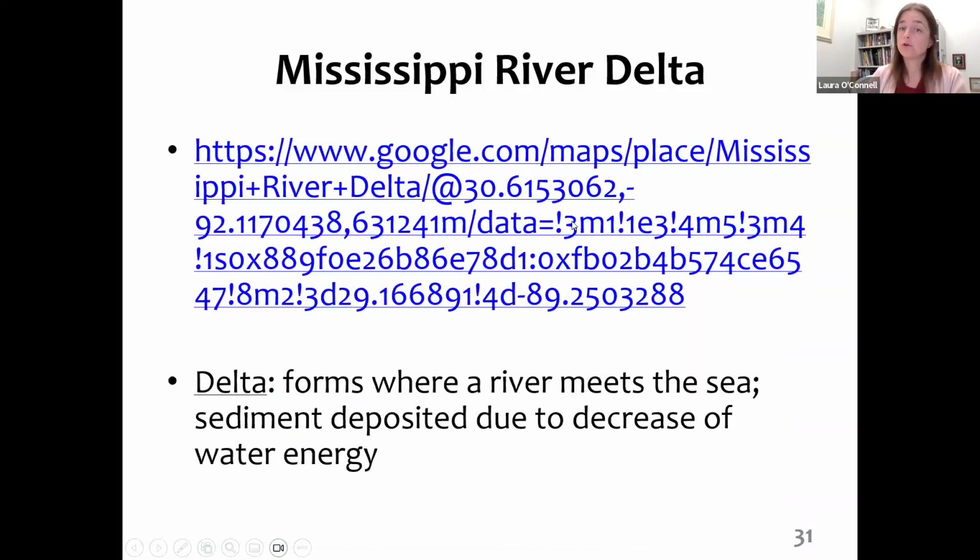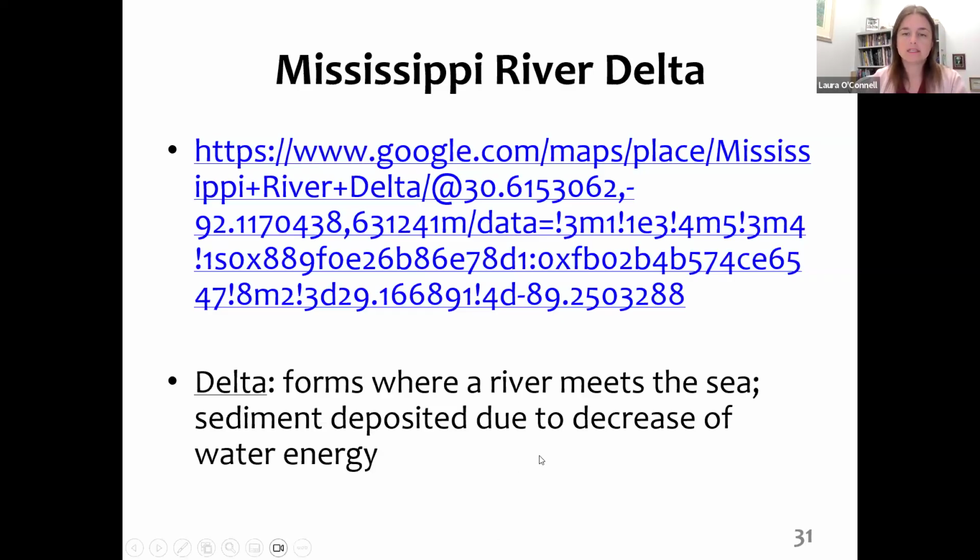So you can look on Google if you want to see Mississippi River Delta, but I just wanted to include the definition here. A delta forms where a river meets the sea. It could also be where a river or a creek meets a lake. But basically, some kind of water that's flowing, like a river or a creek, gets to an area where the water is more calm, like a big ocean or a big lake.